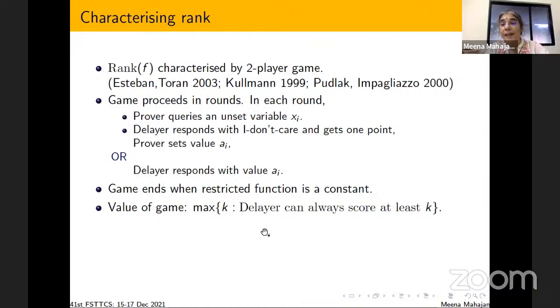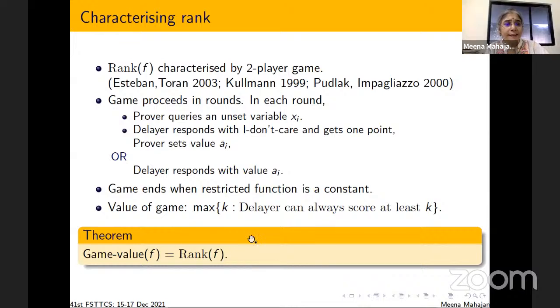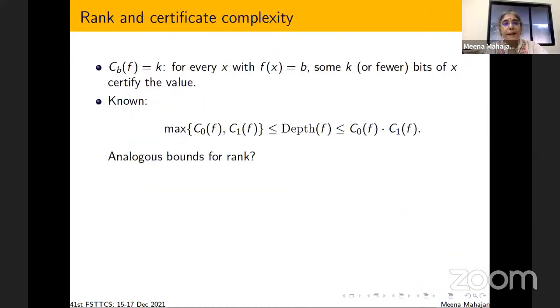And the value of the game is the maximum k, such that no matter what variables the prover queries, no matter what choices are made by the prover when the prover has a choice, the delayer can always score at least k. And this is the theorem that the game value for a function f is exactly equal to rank. As I said, this is not really our theorem. It is there in this work. It is known in this literature, but it is not explicitly stated, and we kind of extract it and state it in a self-contained way.